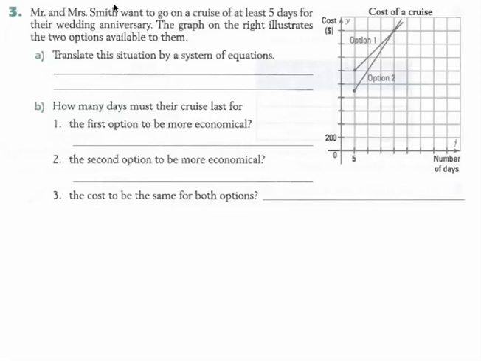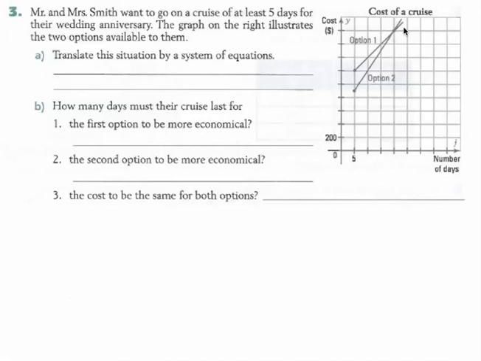Question number 3. Mr. and Mrs. Smith want to go on a cruise of at least 5 days for their wedding anniversary. The graph on the right illustrates the two options available to them. Option 1, like that, and option 2, like that. A, translate this situation by a system of equations.